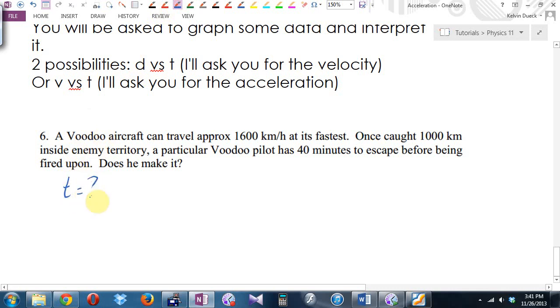Is this question giving me any kind of acceleration anywhere? No. Let's assume that we're gunning it at a constant speed. You hit the afterburners, and once you've hit the afterburners, you can't speed up anymore. So that means V final, V initial, V are all the same. What's V? Well, it's 1600, but I'm going to divide by 3.6 because I want that in meters per second.